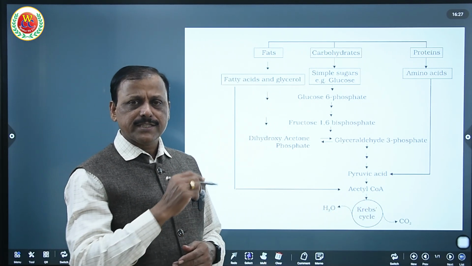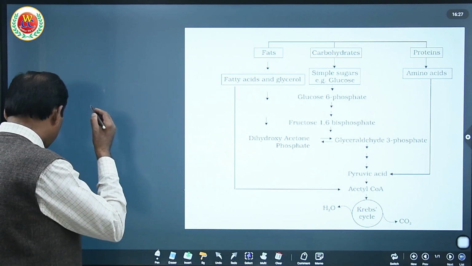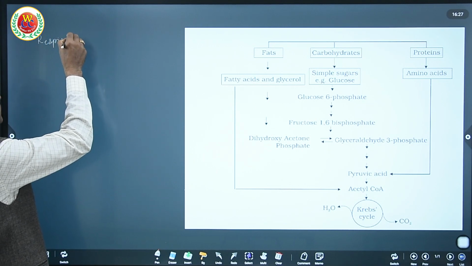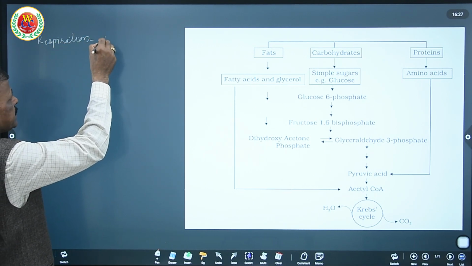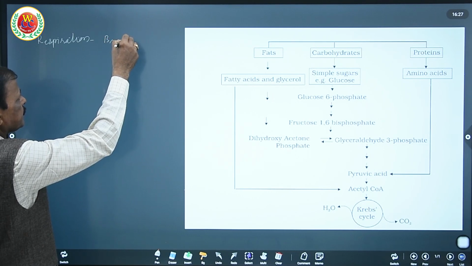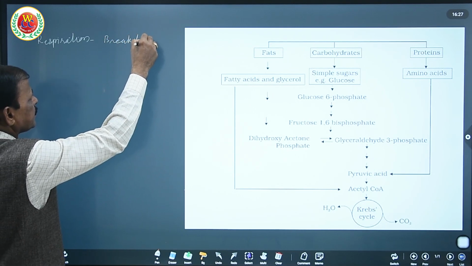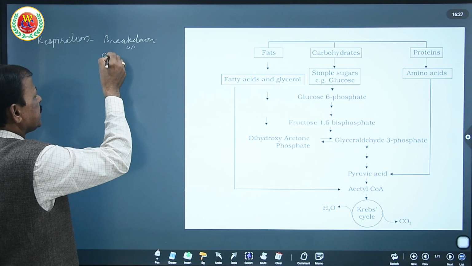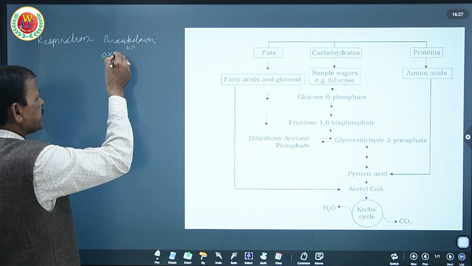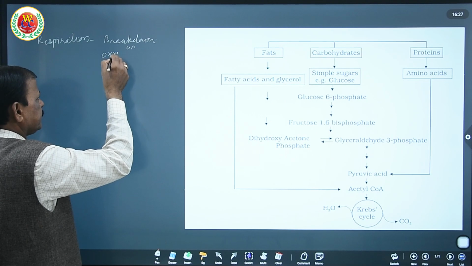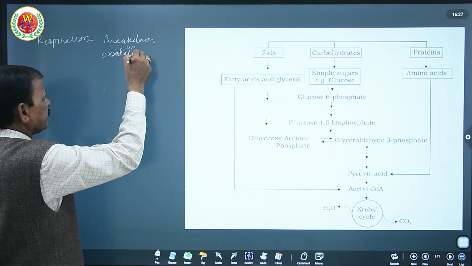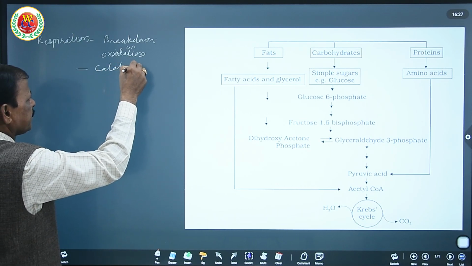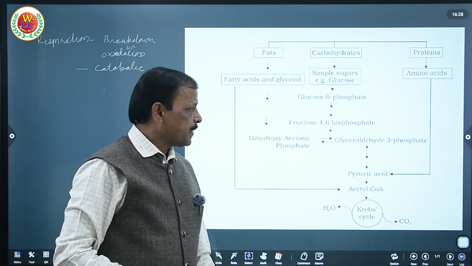So naturally, during respiration, the major part is breakdown of complex organic compounds, or oxidation, breakdown in absence of and in presence of oxidation. This is called a catabolic process. That breakdown is known as a catabolic process.